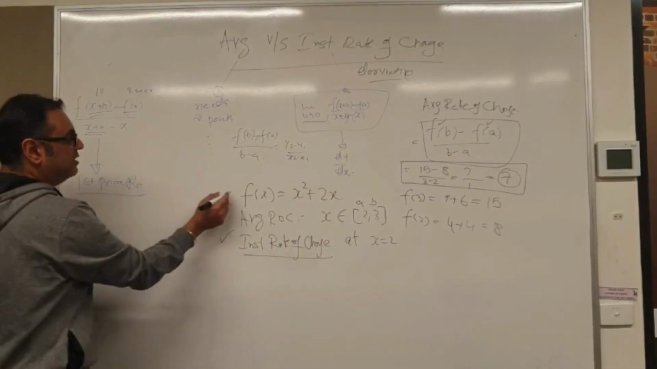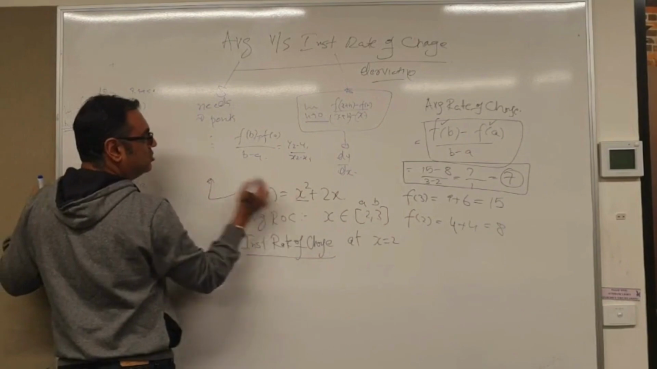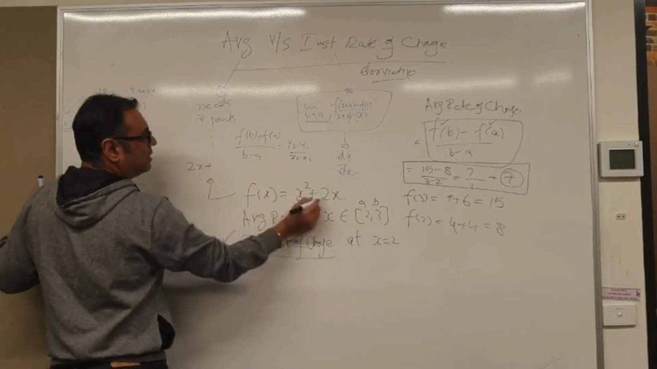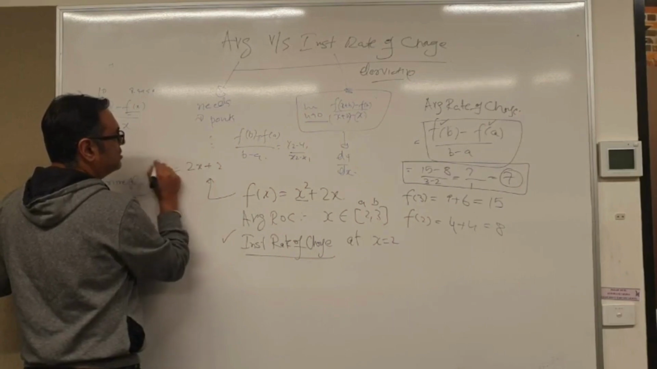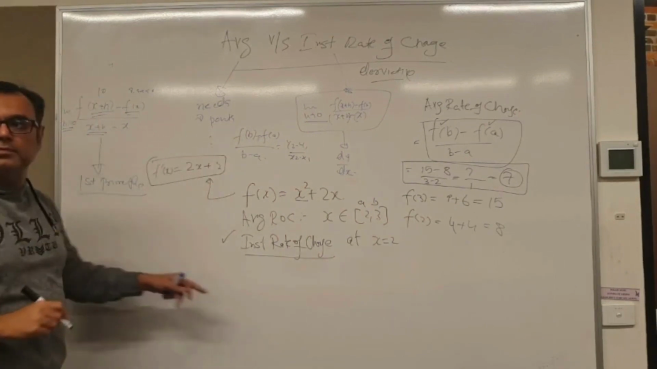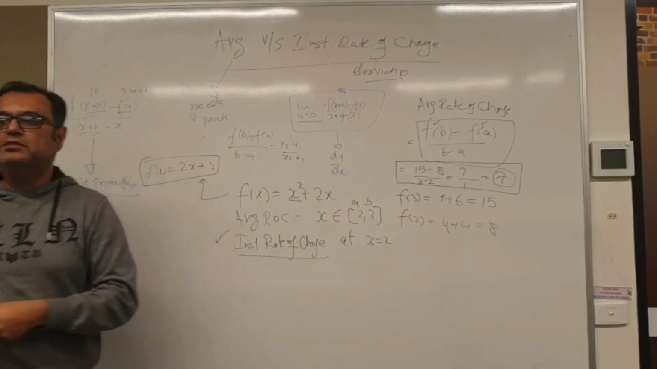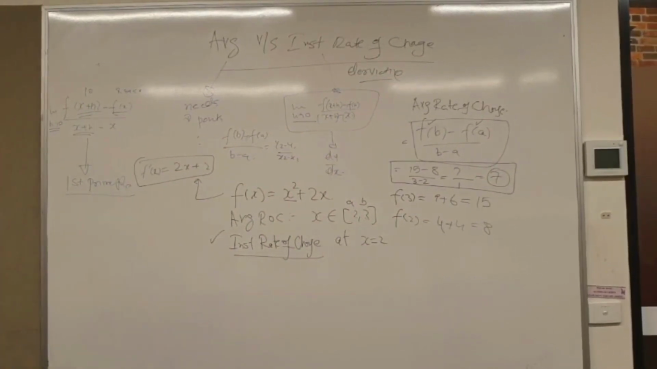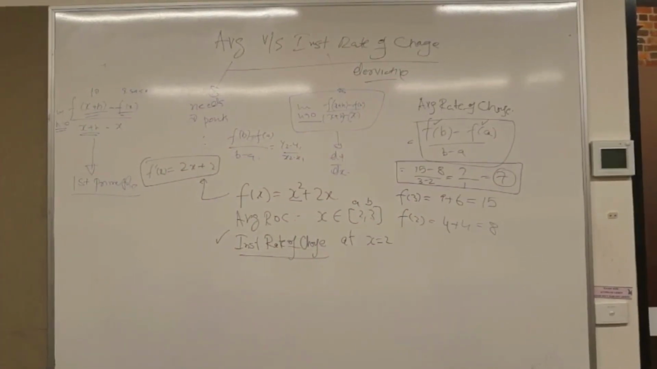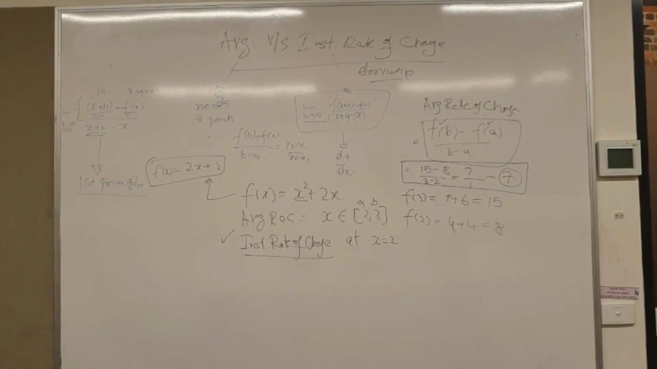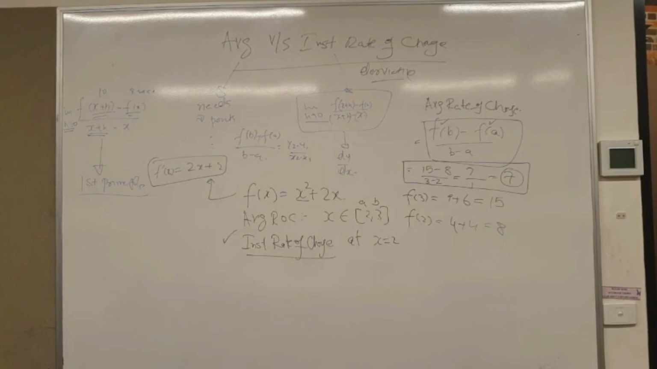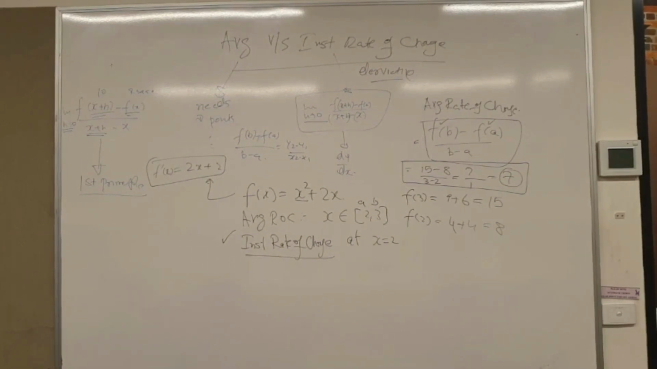And how do you find the derivative of this function? This is 2x plus 2. That's the derivative of this function, f dash x. Plug in 2, you get your answer. Does that make sense? Yes? No? Yep. All right. Let's try one more. And probably then I'll give you one.